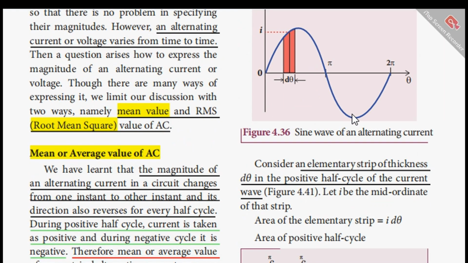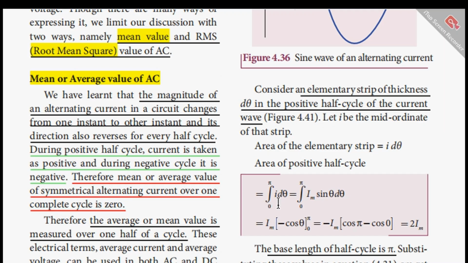So in this case, let us consider an elementary strip of thickness dθ as shown in this figure in the positive half cycle of the current wave, and let i be the mid-ordinate of that strip. So this is the value of current i. And the area of the elementary strip is given by i times dθ. The area of the positive half cycle is given by the integral from 0 to π of i dθ, which is equal to the integral from 0 to π of Im sin θ dθ, where i = Im sin θ.